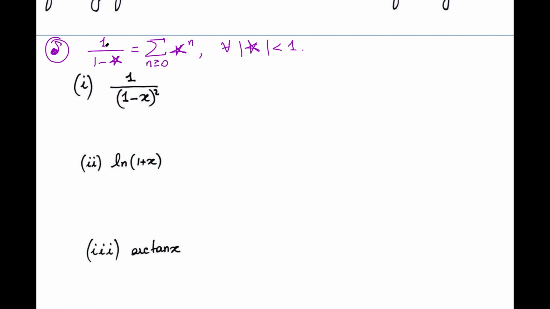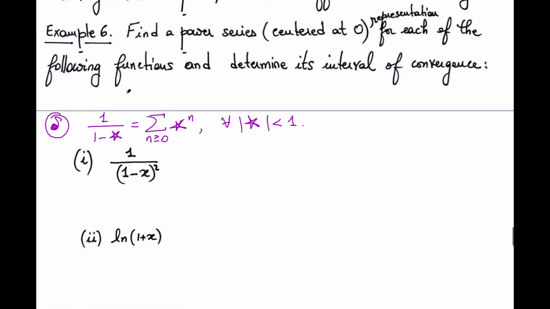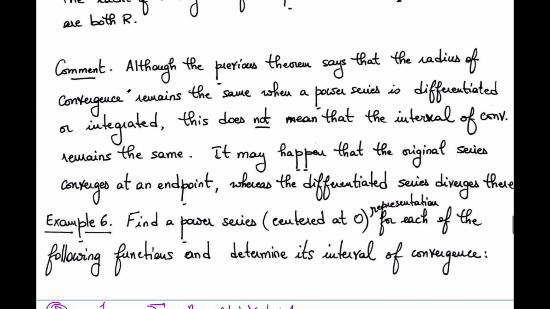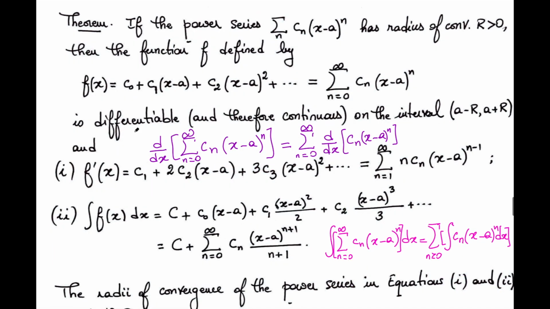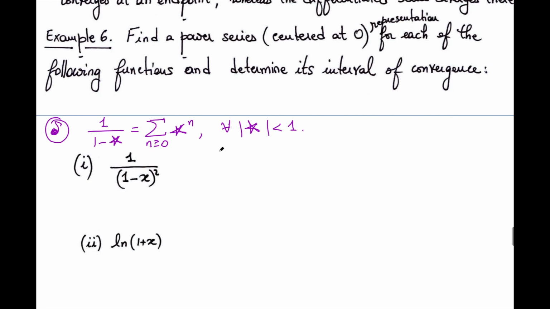So how is this related to that function 1 over 1 minus star? Remember, we can differentiate and integrate. Remember the theorem that we just discussed? It tells us how to differentiate a series and how to integrate a series, and not any series, just a power series. So this theorem has to do with just power series. So what's the relationship between this and this?